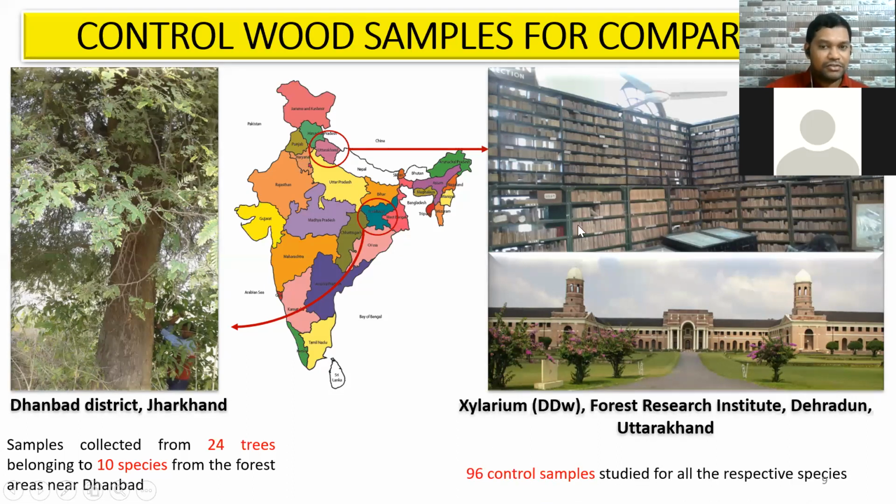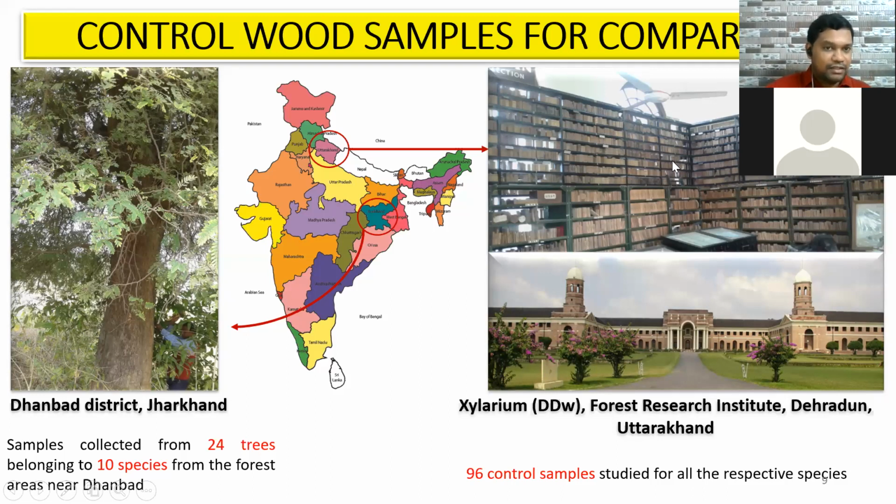And here also, for every wood sample from the xylarium, there is a respective accession number available, which was noted down appropriately, and the samples were selected in such a way that they belong to as nearby an area to the study area as possible. The sample is available over here.